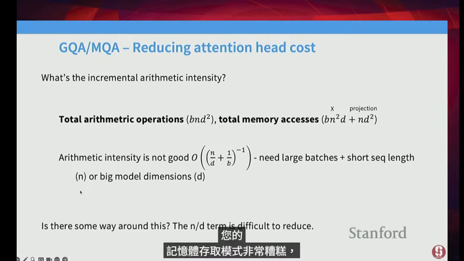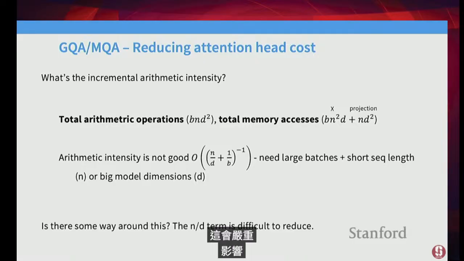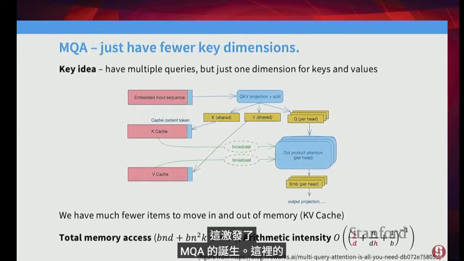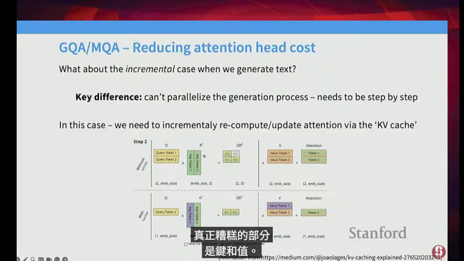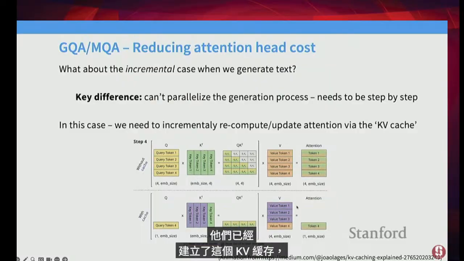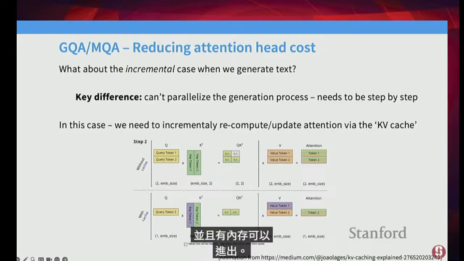You have this very bad memory access pattern where you have this one term, n over d, that's really killing you in terms of the throughput of your system. And so this motivates this thing called MQA. The key idea here, hopefully you see from this figure, is that the part that's really bad is the keys and the values. They have this KV cache being built up, and there's memory moving in and out.